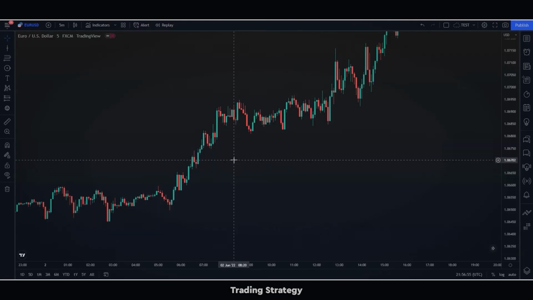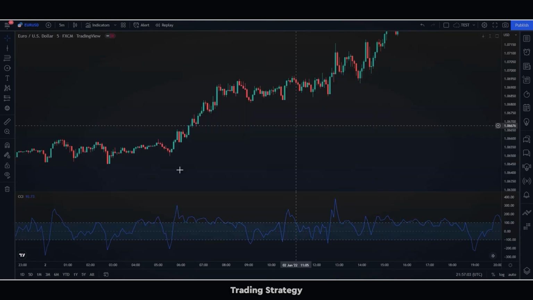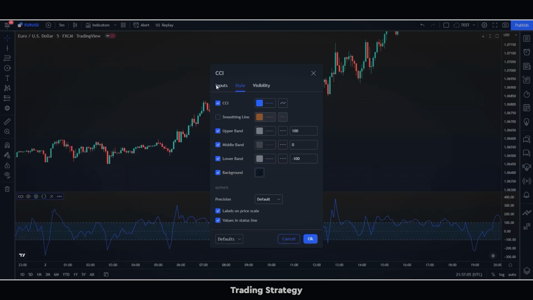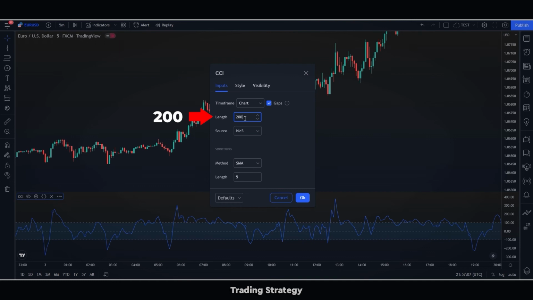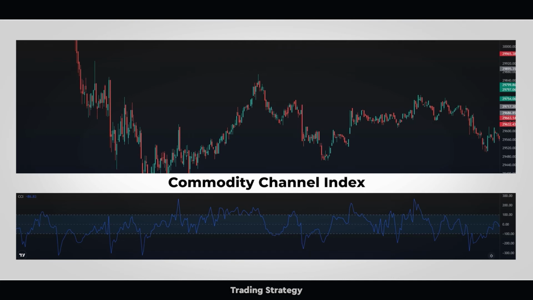The first thing we will have to do is select the CCI indicator and put it with a parameter of 200. We will deactivate the background and the upper and lower lines. The Commodity Channel Index, CCI, is an oscillator that measures the force behind a price movement. In its simplest form, it allows us to judge whether these forces are trending up or down.